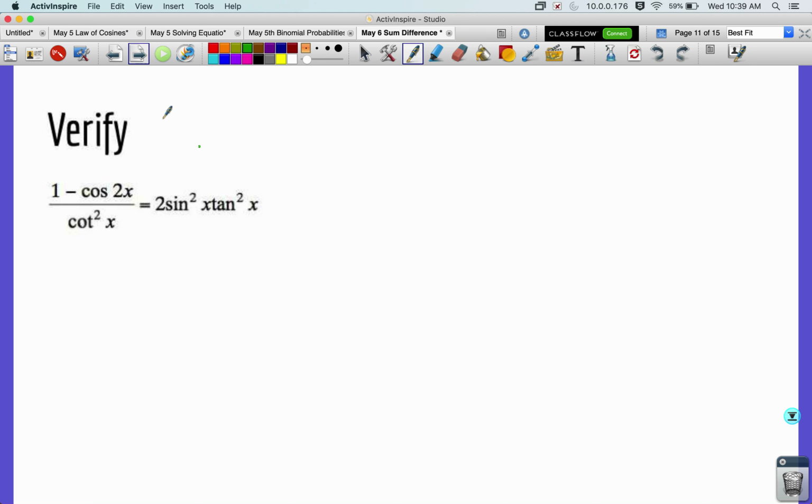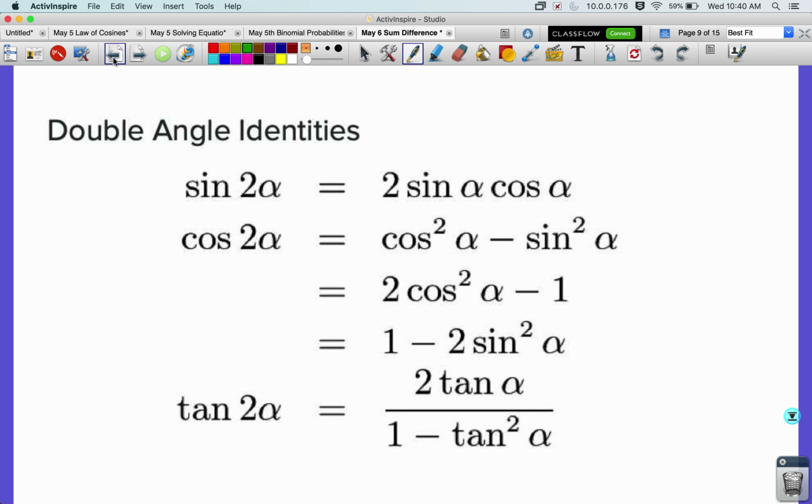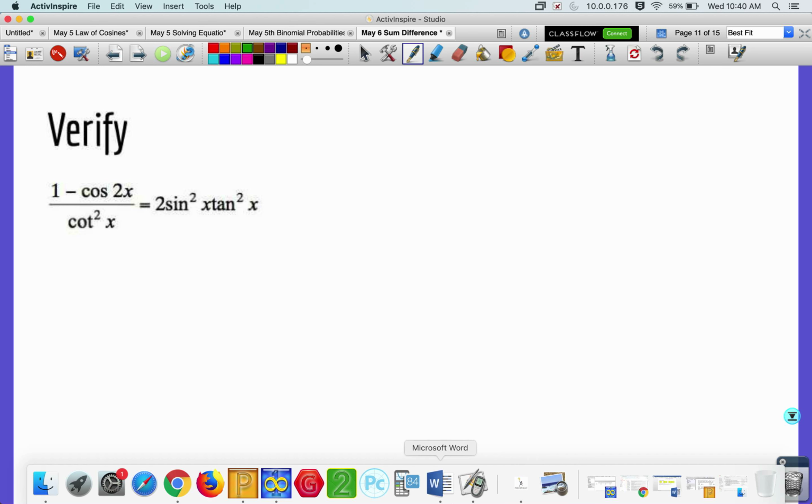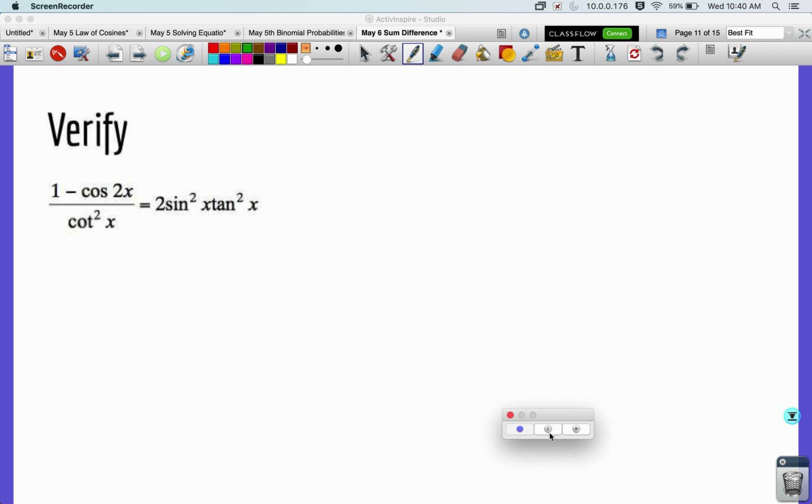Here's another one to verify. All right, 1 minus cosine of 2x over cotangent squared of x equals 2 sine squared tangent squared. All right, this 1 minus cosine of 2x looks familiar. Do we have something that's kind of like that? Is there a way to rearrange? We don't have a squared. Maybe not. Maybe that's not what we're supposed to do. Let me pause and think about this one. Make sure I pick the right identity to start with.